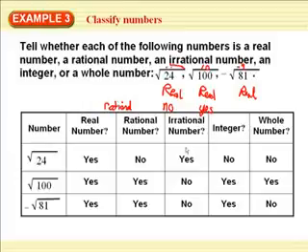Irrational, the square root of 24 is irrational, yes, and these aren't. It's not an integer, and this one is 10 and negative 9, and the only whole number is 10.